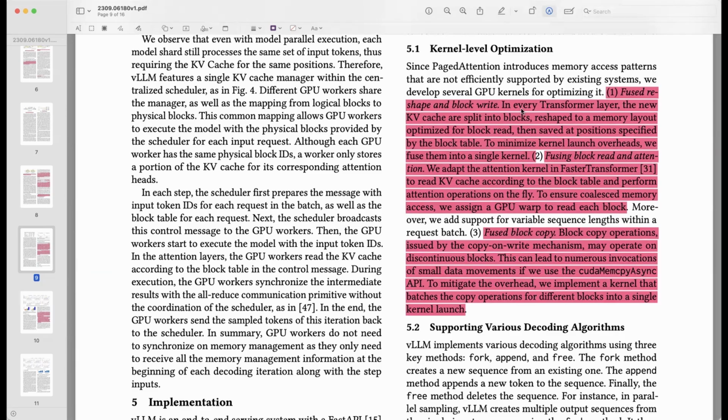So is this where they write and read together, the new? I think so. No.